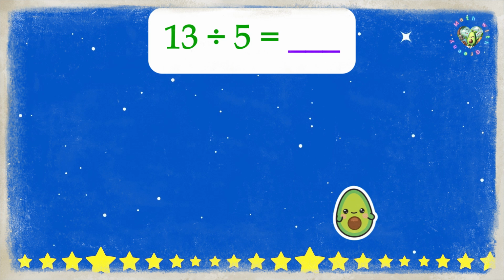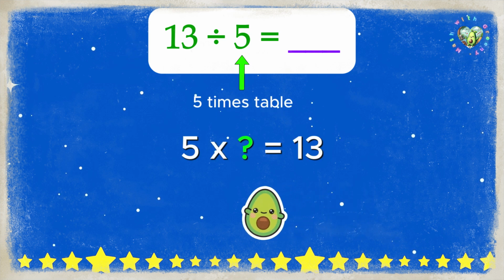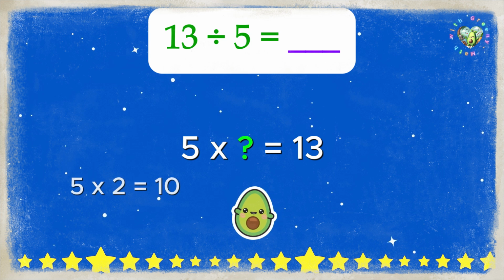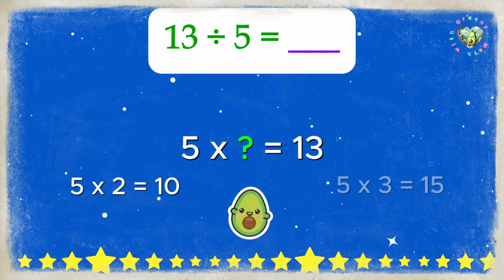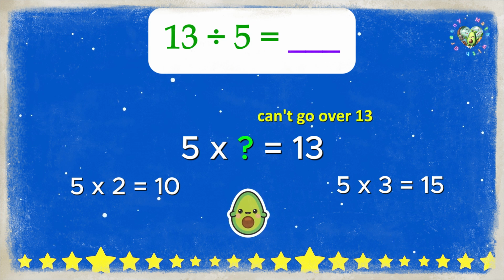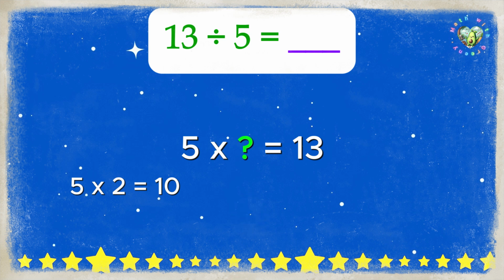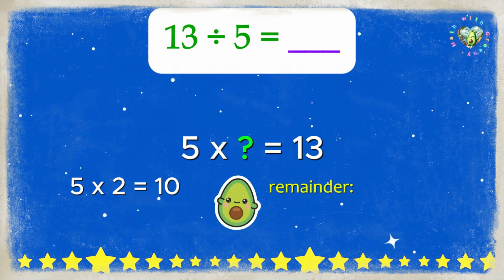Okay, let me think. 5 times table. 5 times what is close to 13. 5 times 2 equals 10 and 5 times 3 equals 15. We can't go over 13, so we stop at 5 times 2 equals 10. For the remainder, 13 minus 10 equals 3.